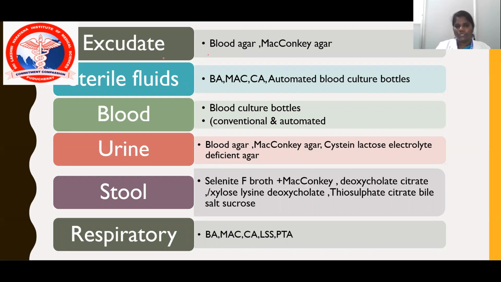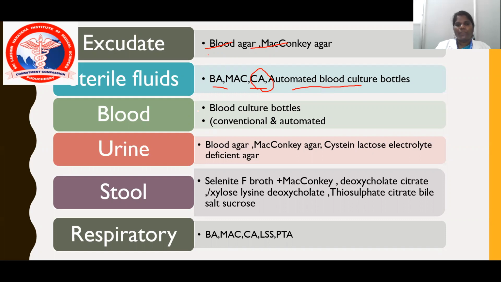For example, if it is an exudate, you can plate onto blood agar or MacConkey agar. If it is a sterile fluid, you have to plate it on blood agar and chocolate agar. Chocolate agar you have to incubate at 37 degrees Celsius in a capnophilic environment, because a few organisms will grow only in the presence of carbon dioxide. Sometimes you can also use an automated blood culture bottle.